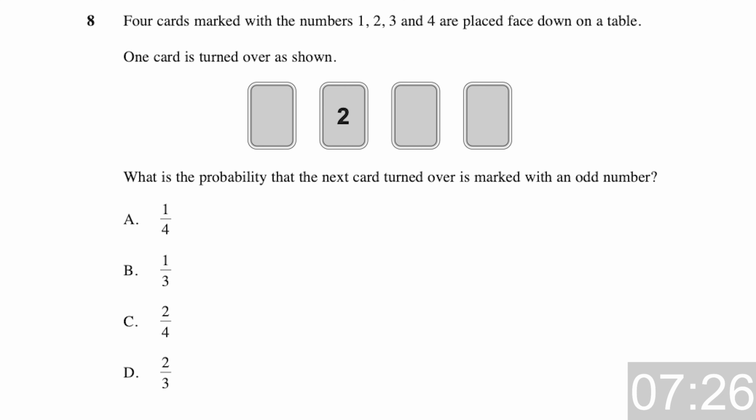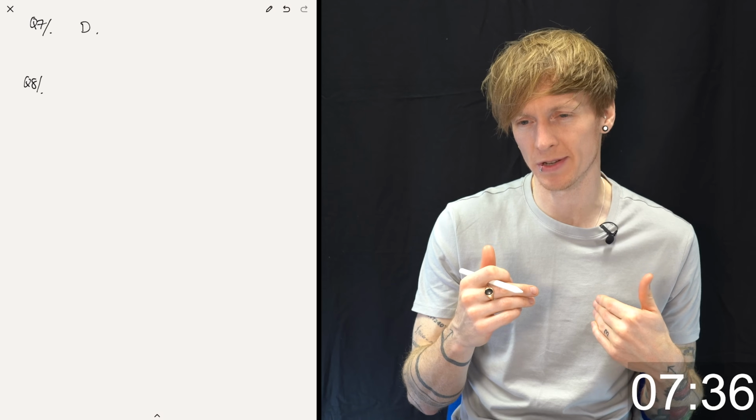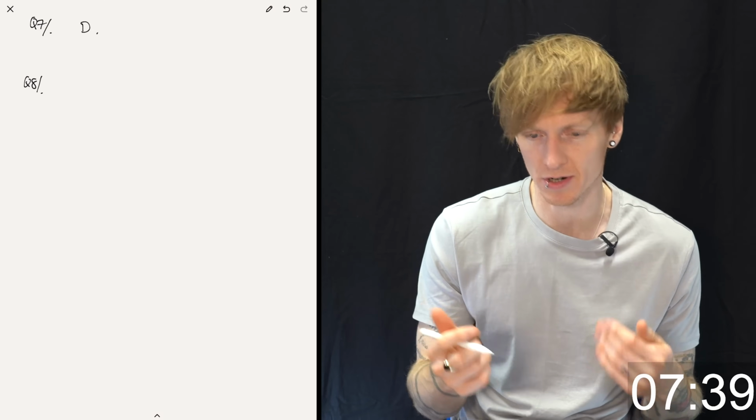Speedily as possible. 4 cards marked with the numbers 1, 2, 3, 4 are faced down on a table. 1 is turned over. It's probability the next card turned over is marked with an odd. So 2's come up, so there are 3 left. 2 out of 3 are odd, so D.